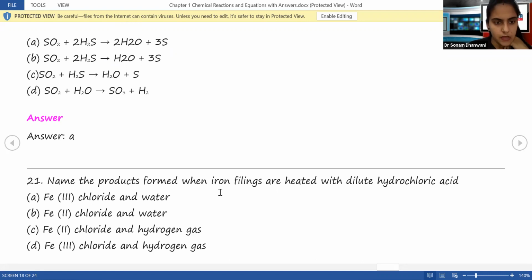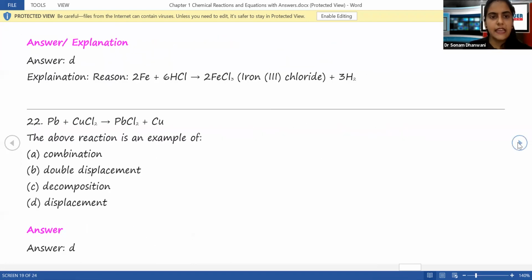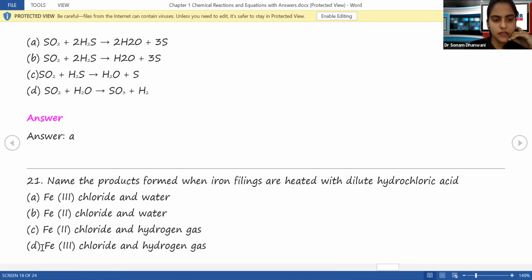Next. Name the products formed when iron filings are heated with dilute hydrochloric acid. Okay, Fe is treated with HCl. When Fe is treated with HCl, it will form FeCl3. FeCl3 means iron chloride with 3, so that is known as iron 3 chloride, plus hydrogen gas is liberated. So the answer is iron 3 chloride. Okay, just remember this.